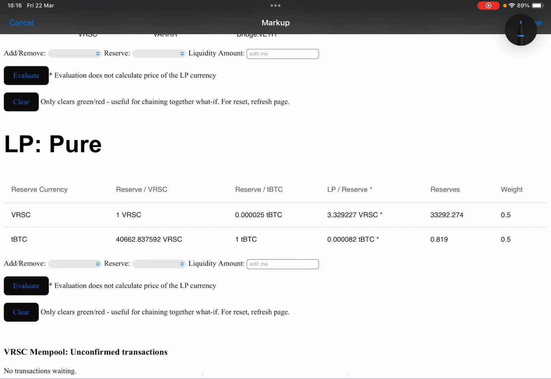What we're going to learn about today is a 2 reserve basket currency. 1, 2. These are weighted 50% each, 0.5, 0.5. The liquidity provider token you get is called pure. So that's the basics of what's going on with this basket currency.